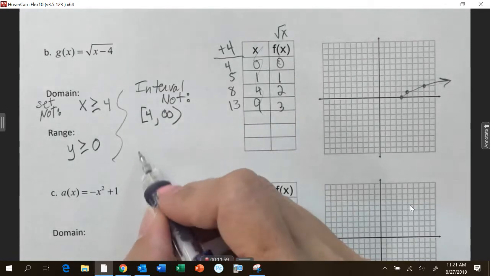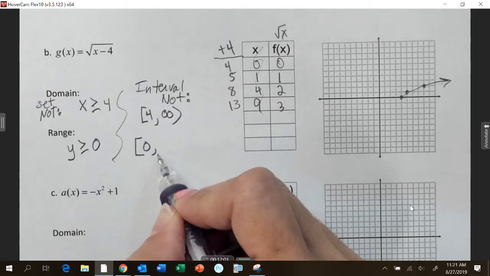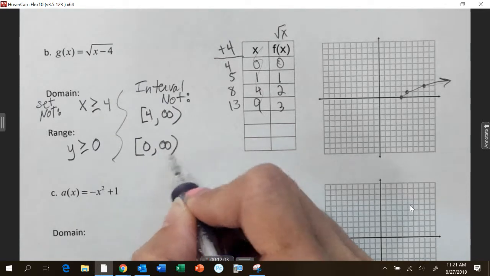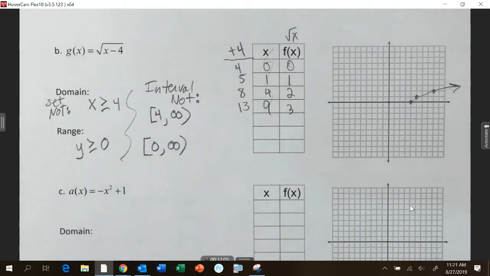Range. How far down? Begins at 0. How far up? Goes to infinity. Parenthesis. So that's the interval notation. It's the only thing new today. Yay.